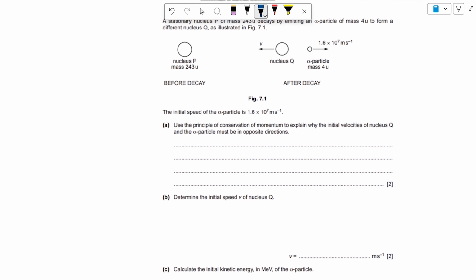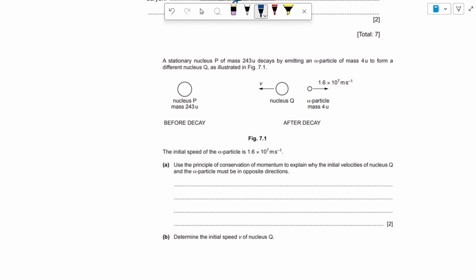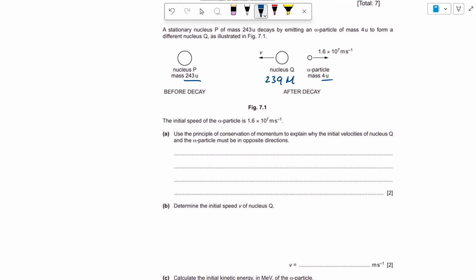Okay, so we have a particle P that's decaying to form a nucleus Q and an alpha particle. The mass of nucleus P is 243 U, and the helium or the alpha particle is 4 U. So the mass of Q is going to be 239 U. Great.